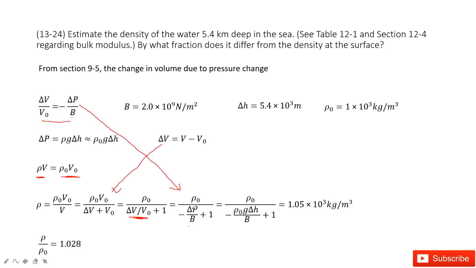Now can you find the delta P? Yes. So we replace delta P there. Now you get an equation that looks like this. Can you solve it? Sure, because you can see the quantities rho naught, g, delta h, and B are all given. So you input these values inside, and you get the final answer there.